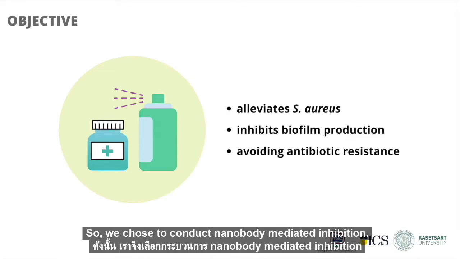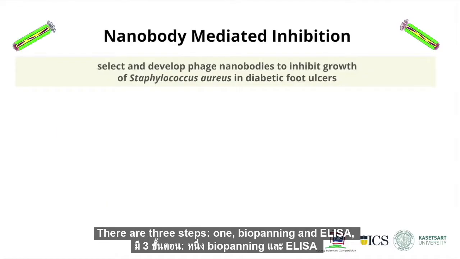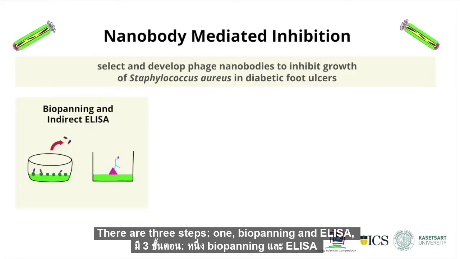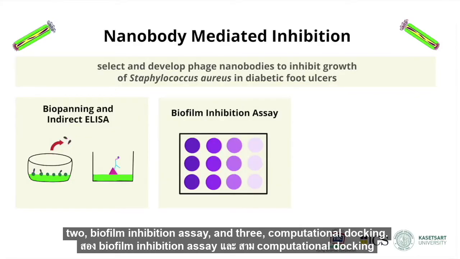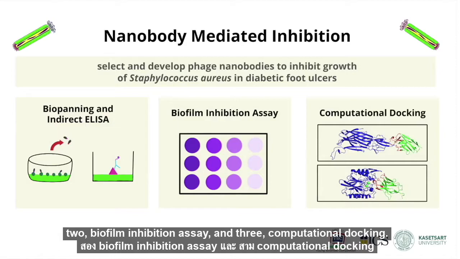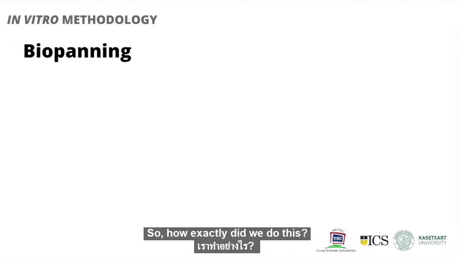So, we chose to conduct Nanobody Mediated Inhibition. There are 3 steps. 1. Biopanning and ELISA. 2. Biofilm inhibition assay. And 3. Computational docking. So how exactly do we do this?